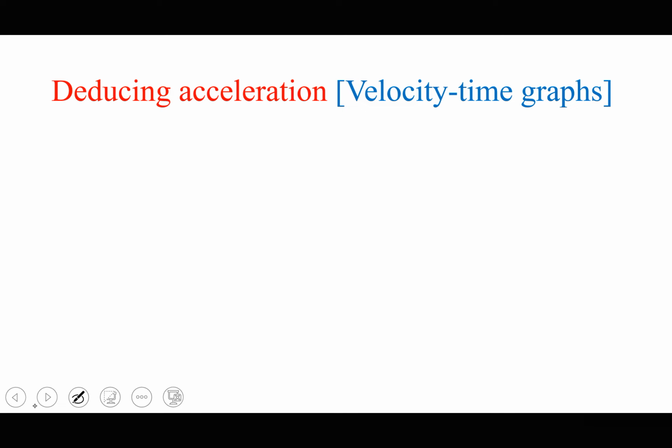Of course, we have seen that we can deduce velocity from a displacement time graph. Then how about acceleration? Of course, we can deduce acceleration from a velocity time graph. So we should talk about velocity time graphs.